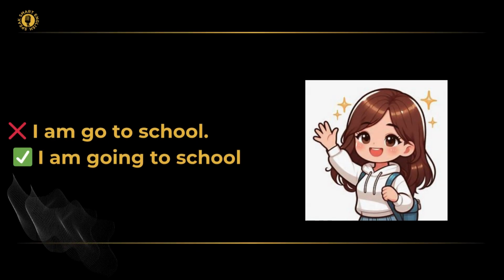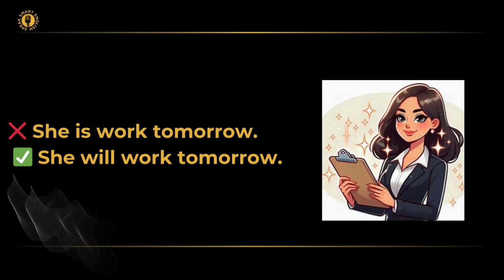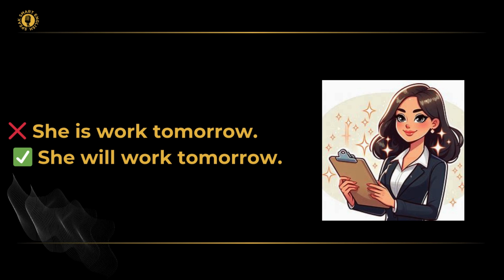Mistake 4. Using the wrong tense. Don't say, "I am go to school". Say, "I am going to school", for right now, or, "I go to school", for habit. "He is play football" is wrong. The correct thing is, "he is playing football". Now. "She is work tomorrow", also wrong. Say, "she will work tomorrow". Future. Check your verb forms, they tell the time.